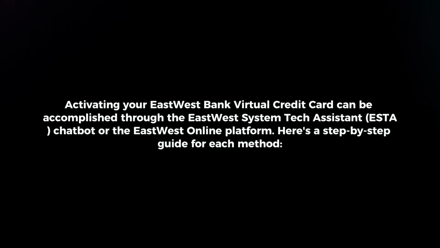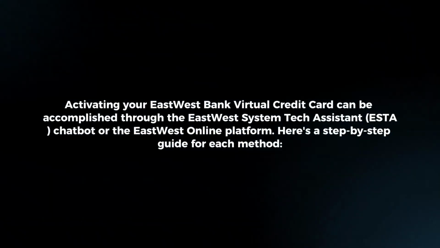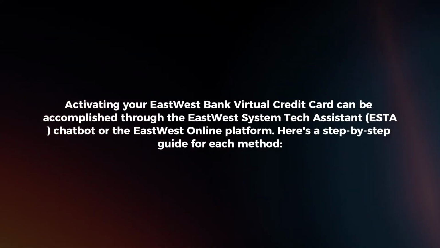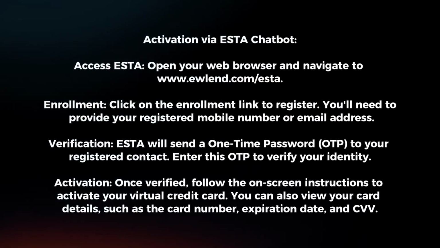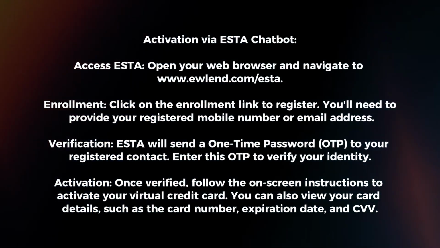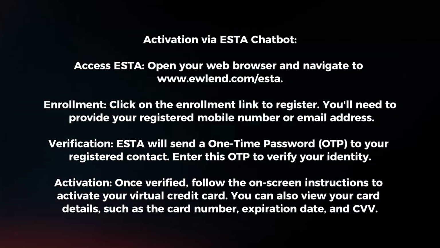Activating your Eastwest Bank virtual credit card can be accomplished through the Eastwest System Tech Assistant chatbot or the Eastwest online platform. Here's a step-by-step guide for each method. Activation via ESTA chatbot. Access ESTA. Open your web browser and navigate to ewland.com/ESTA.